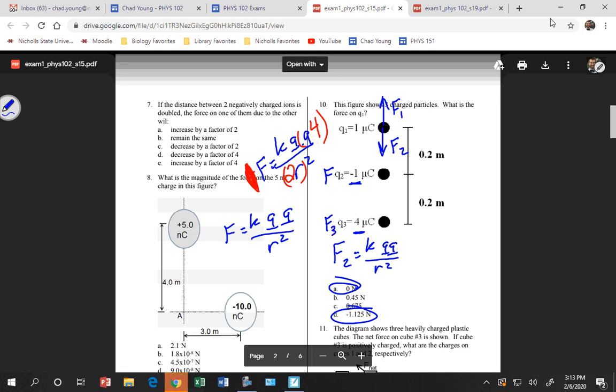And so now I go through and I say, well, if the force on that third particle, I have 4 times the charge, and I have twice the distance. Because this charge is 4 times this charge, and this distance is twice this distance. So I want to see, how does F3 compare to the force on Q2?